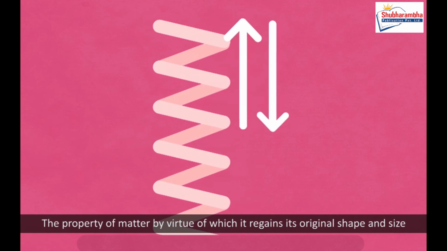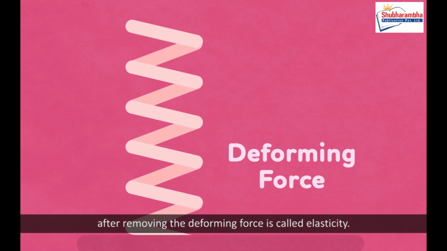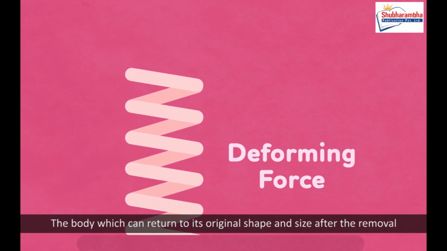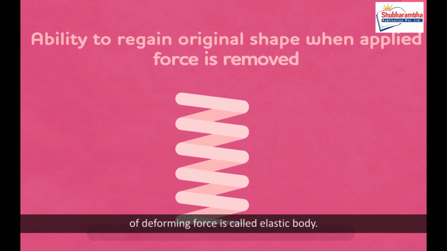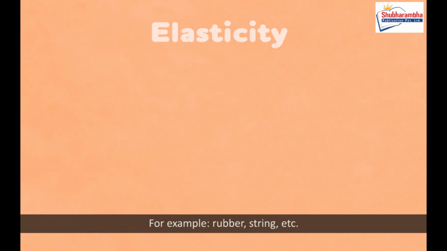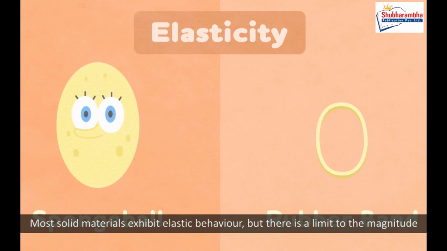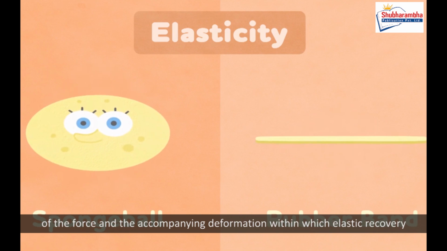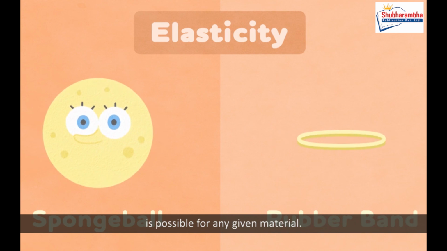The property of matter by virtue of which it regains its original shape and size after removing the deforming force is called elasticity. The body which can return to its original shape and size after the removal of deforming force is called an elastic body. For example, rubber, string, etc. Most solid materials exhibit elastic behavior, but there is a limit to the magnitude of the force and the accompanying deformation within which elastic recovery is possible for any given material.